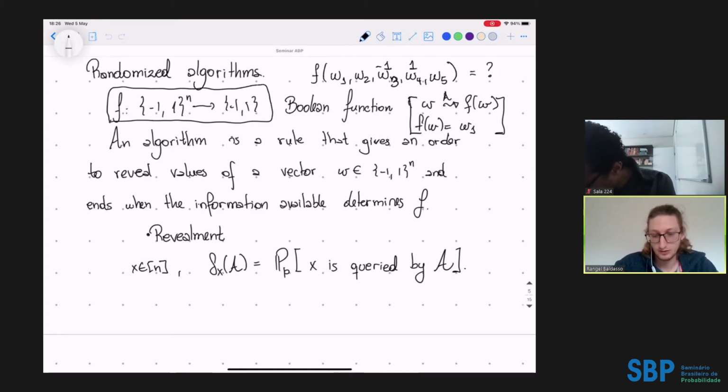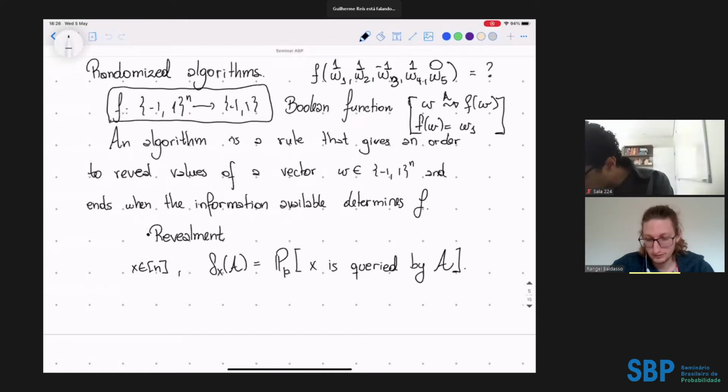I see. So let's say f is the majority of the +1 or -1s here, and you observe these first guys here. You know that your fifth guy here cannot influence the value anymore because it cannot change the majority. It's always going to be +1 in this case.